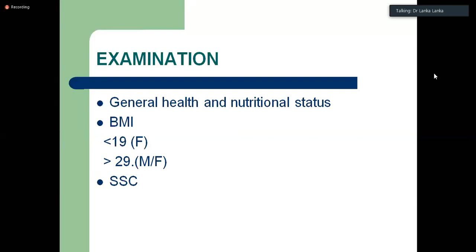Then examination. You have to assess their general nutritional status and body habitus. Body mass index is also important, because both underweight and overweight are responsible for ovulatory dysfunction, and sometimes even if they get pregnant, there is a chance of miscarriage. So underweight and overweight are both not good for fertility.